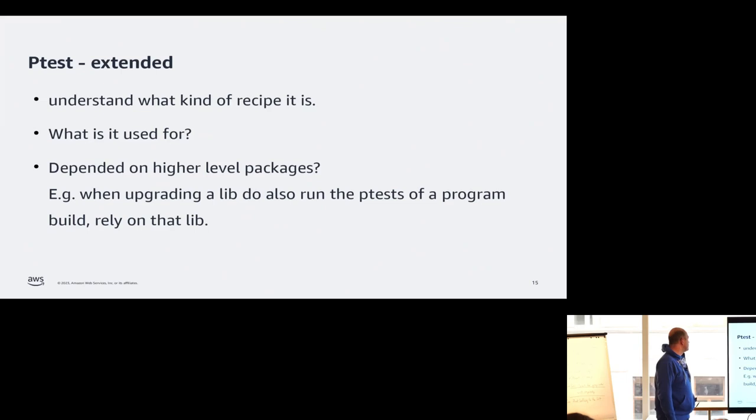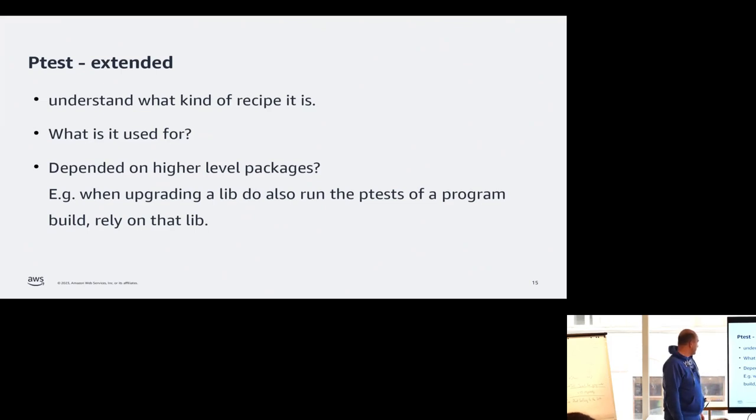Yeah, so again, understand what the recipe is used for. So if it's a library, compiling samples is a good approach. If it's a runtime, running something with that runtime might be a good approach. So we have a Java runtime in meta-aws. So how we test that is, yeah, to run some Java thing in that, for instance.